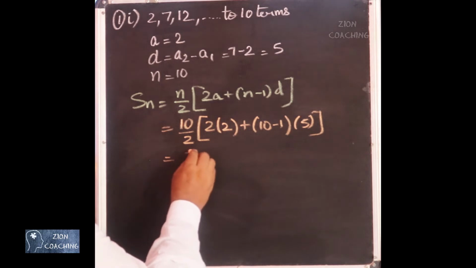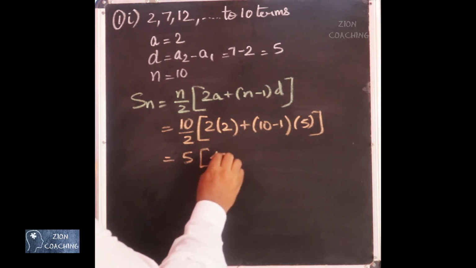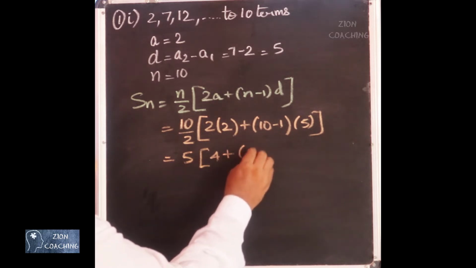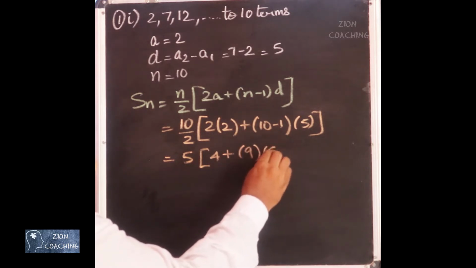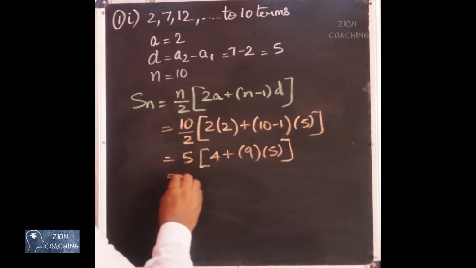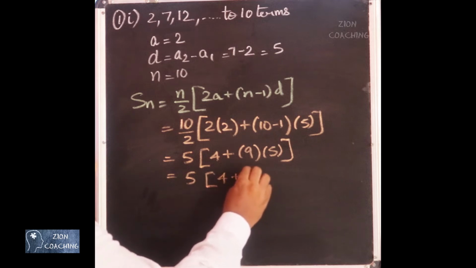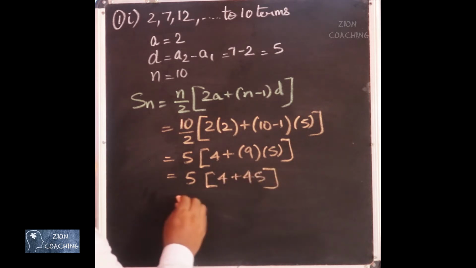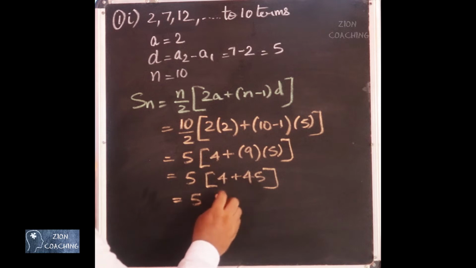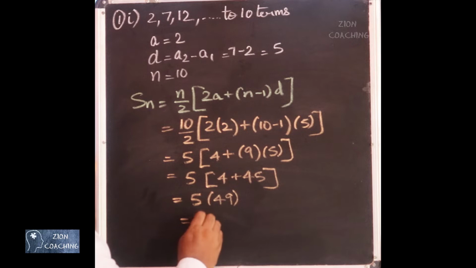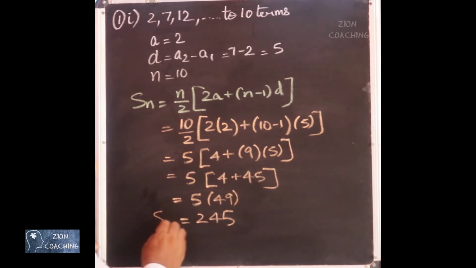So we have 5 into 4 plus 10 minus 1 is 9, 9 into 5. 5 into 4 plus 9 5s are 45. 5 into 4 plus 45 is 49. 49 into 5 is 245. So the sum of that given AP up to 10 terms is 245.